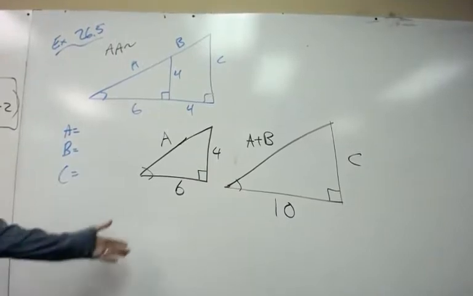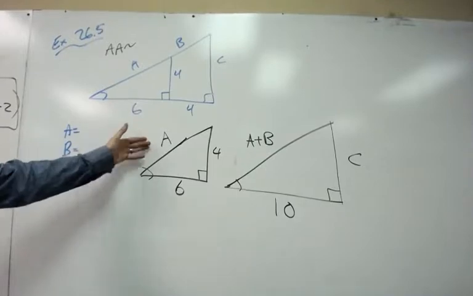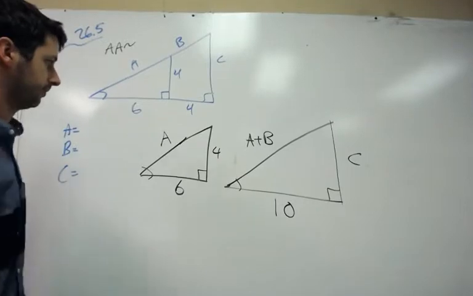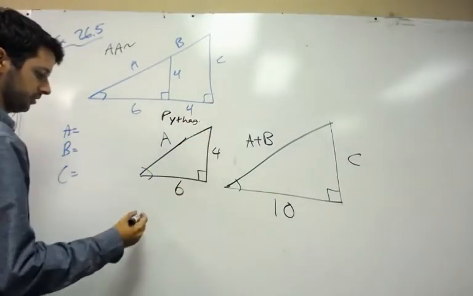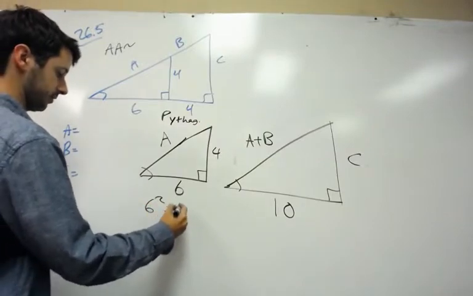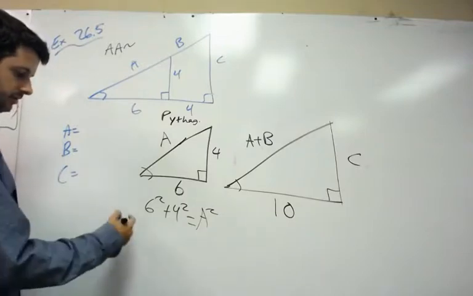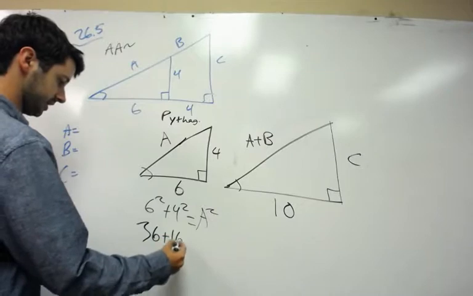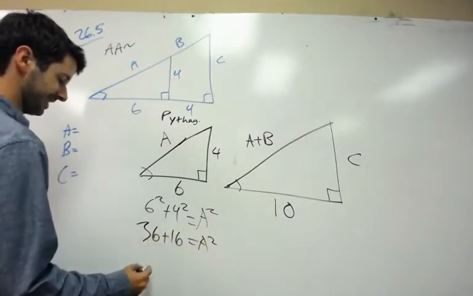Is there any way we could solve for A really simply, or really easily? Do we know how to find a third side in a triangle when we already have 2? Yes, we do. We use Pythag. So 6 squared plus 4 squared equals A squared. So we solve that out. 36 plus 16 equals A squared. 36 and 16 is 52.